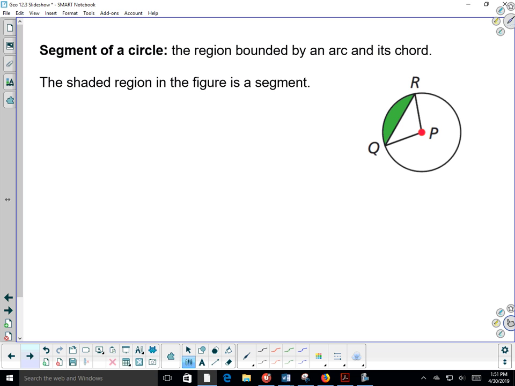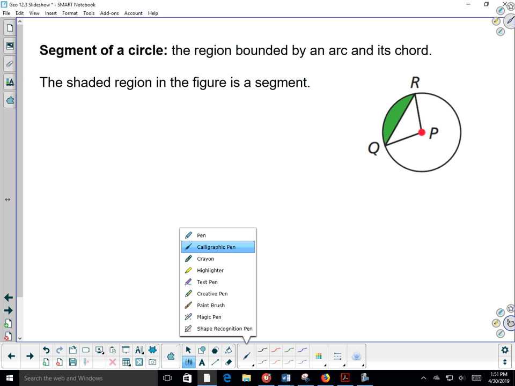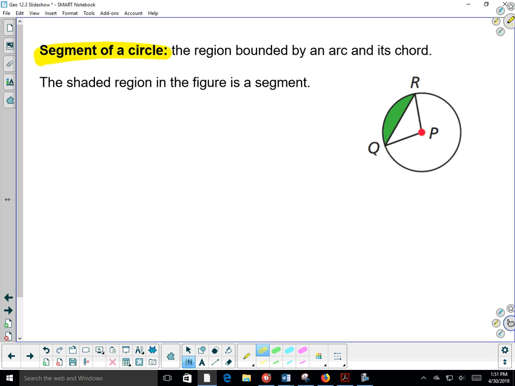Okie dokie, let's talk about a segment of a circle, which is different than a sector of a circle. A segment of a circle is going to be the region that is bounded by an arc and its chord. All right, region that's bounded by an arc. Here's an arc right there. And here would be the chord. So here's chord QR and here's arc QR. So that region that's in between is considered a segment. All right, a segment of our circle.